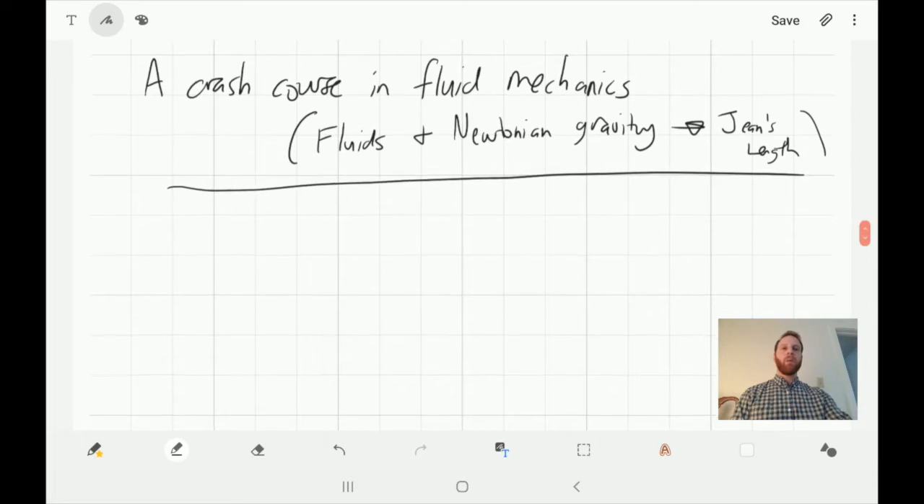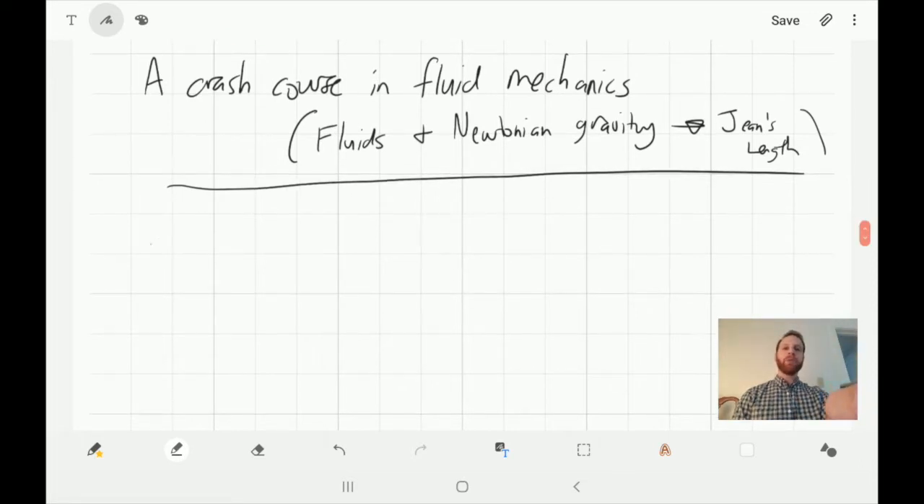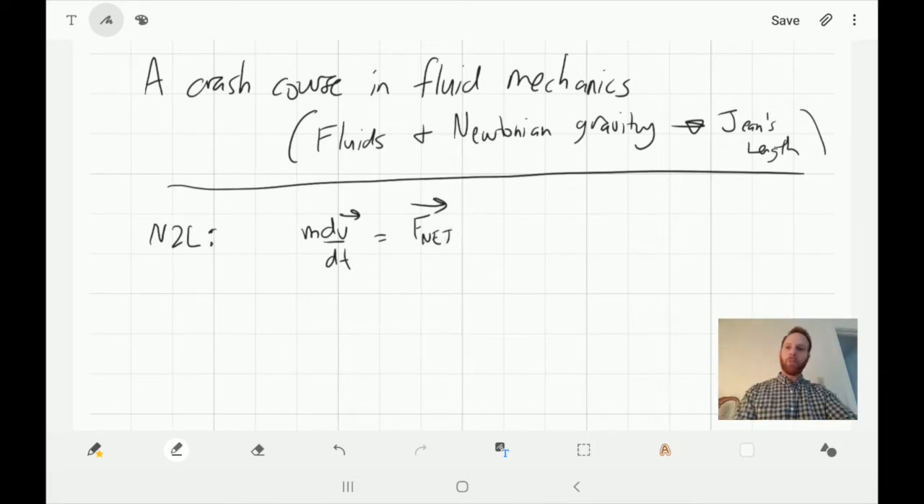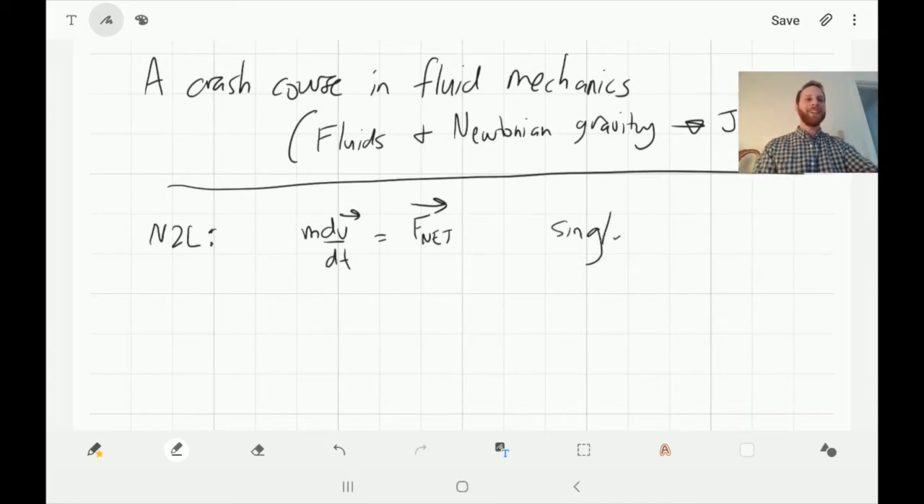Okay, so what are the ingredients here? So first of all, we have Newton's second law, which is great. We're going to use Newton's second law in a non-curved space-time, should be great. And so anyway, what that looks like is ma is equal to F net. And so I'm going to write that as acceleration, dv/dt, is equal to F net. So that's for a single particle. And what we want to do is be able to write down what this looks like for a parcel of fluid.